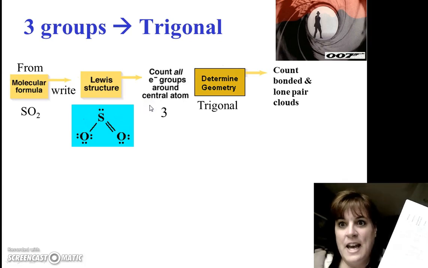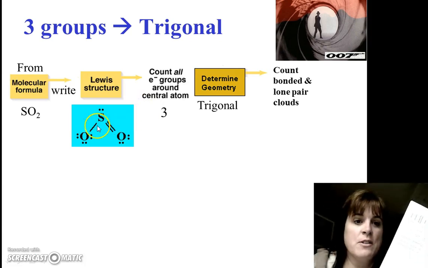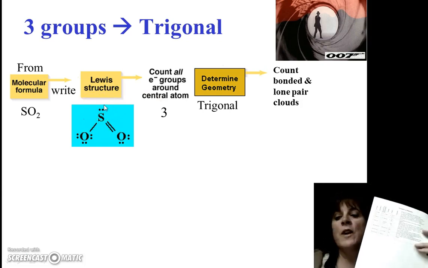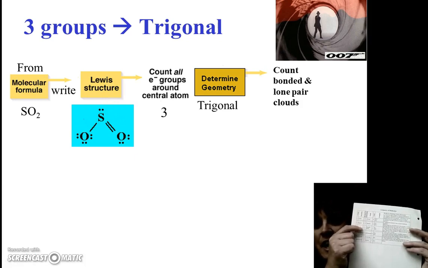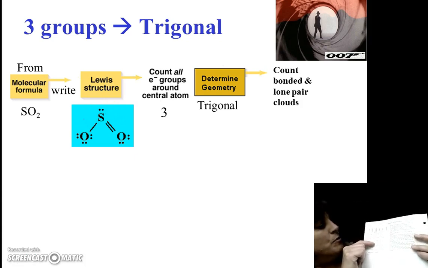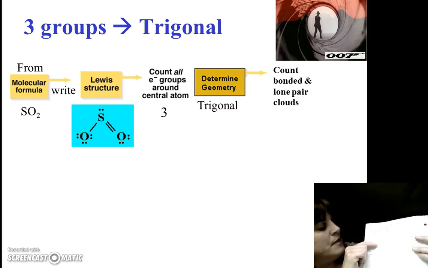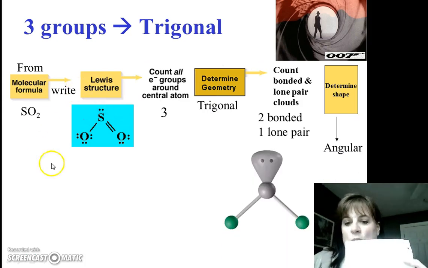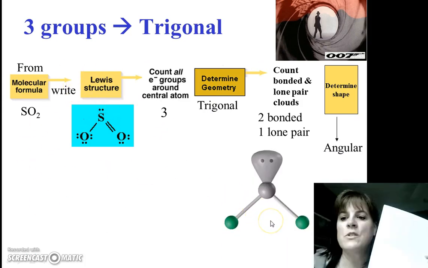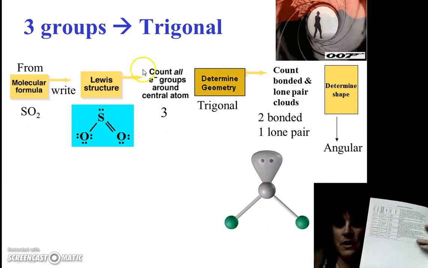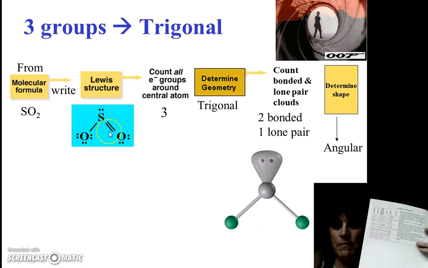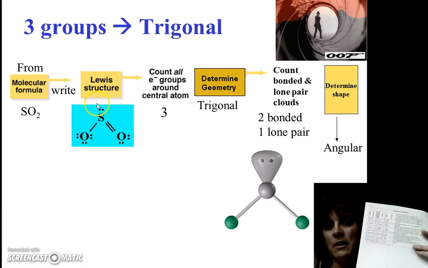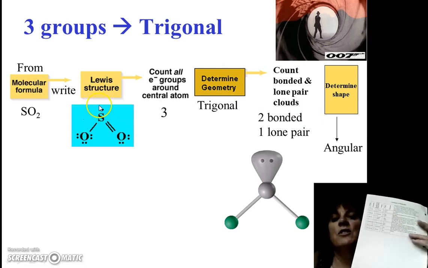Now I look at bonded versus non-bonded, or lone pairs. So I have 2 that are in bonds, and I have 1 lonely pair up here. So when I go to my sheet here and I look at this category, I'm looking for 2 bonded and 1 non-bonded. And you can see that the shape for that is angular or bent. So it looks like this. So the sheet: count the number of things around the central atom, and that'll give you the geometry. Look at how many are in bonds and how many are lone, and that tells you the shape.